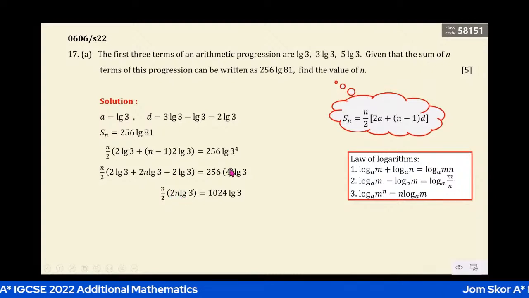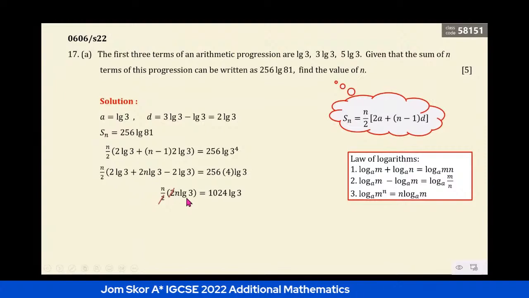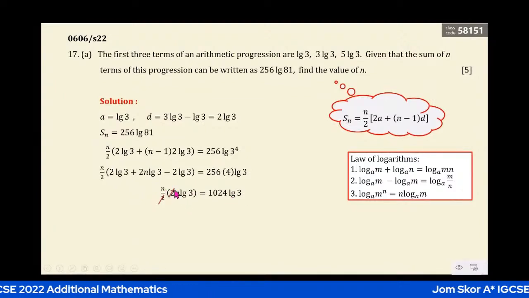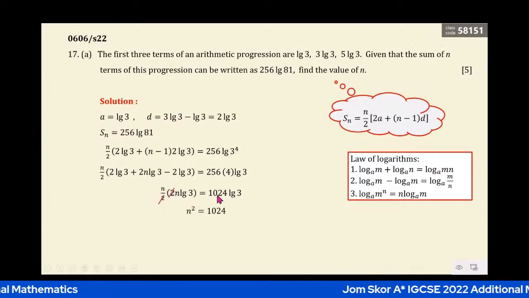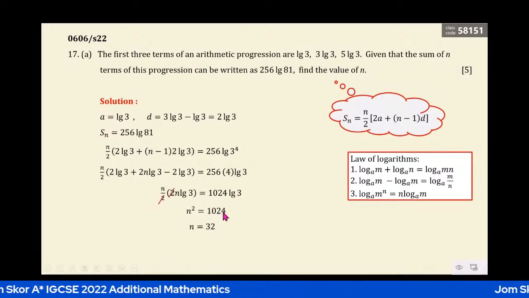Okay, depan ni dah jadi 1024 log 3. Okay, so these two and these two you can cancel out. Alright, log 3 kiri kanan ada log 3. So you can compare the coefficient. So n square is 1024. Okay, then you will get n is equal to the square root of 1024 and n is equal to 32.